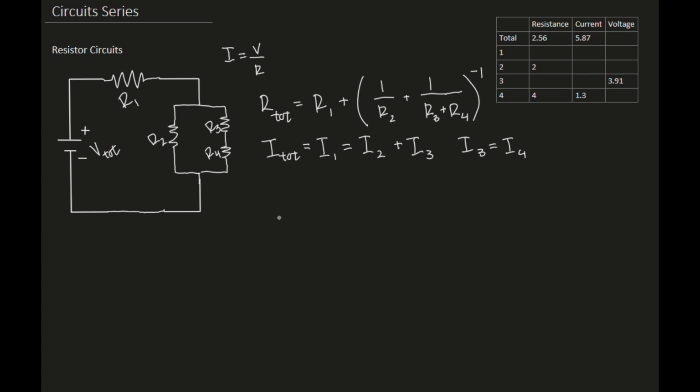And then for our voltage equation, V total, remember it's the opposite of the current. It adds in series and it is constant in parallel. So V total is equal to V1 plus, if it's constant in parallel, then the voltage at 2 has to be equal to the sum of the voltages of 3 and 4. So it's V1 plus V2, because once I hit the parallel junction, it stays constant. But then the voltage of 2 is equal to V3 plus V4.